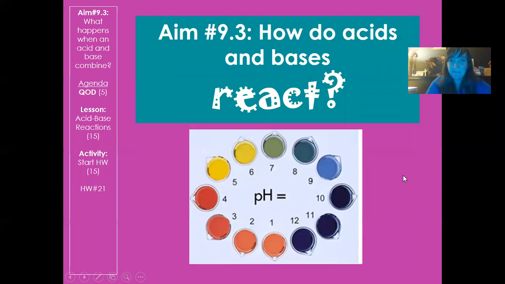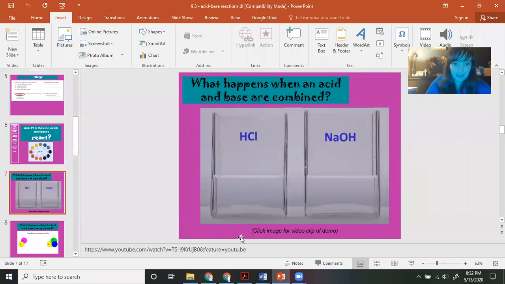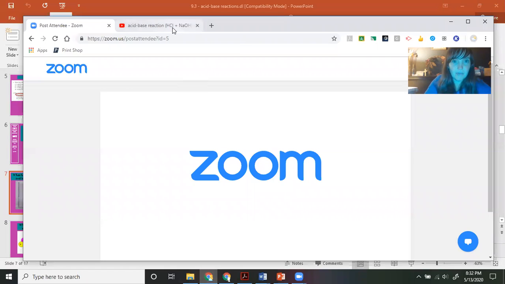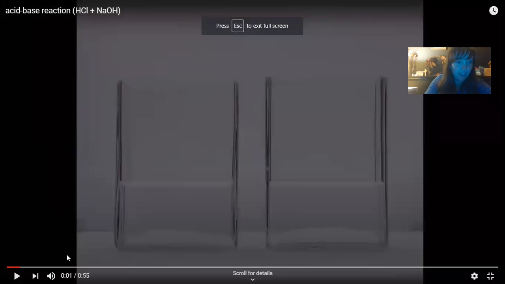All right, our aim for today is 9.3, how do acids and bases react? So we're going to take a look at this video to see what happens when an acid and base are combined. But I'd like you to take a guess while I'm getting that set up and just think to yourself, what do you think will happen? Here we go.